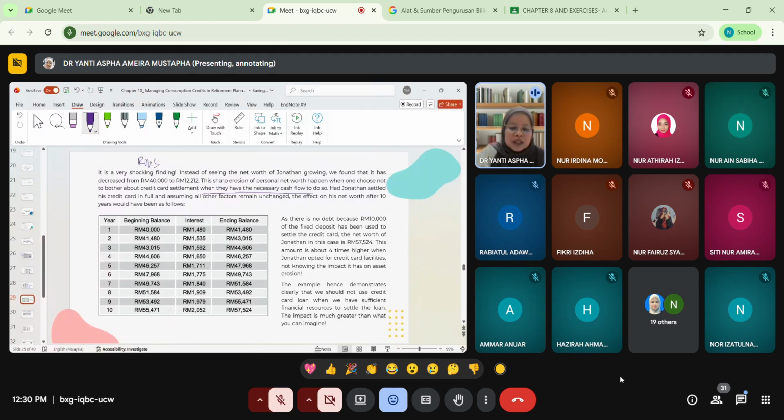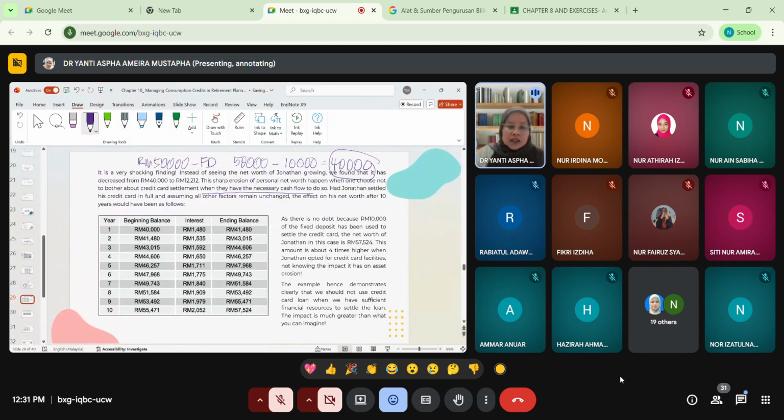He has RM 50,000 in FD. So he can only take 10%, 10,000 out of this amount, pay off the credit card, and he has no liabilities. Okay. So had Jonathan settled his credit card in full, he takes out 10,000 from the 50,000 and pays the credit card. So therefore FD dia kurang by 10,000, tinggal 40,000. But he has no debt at all.